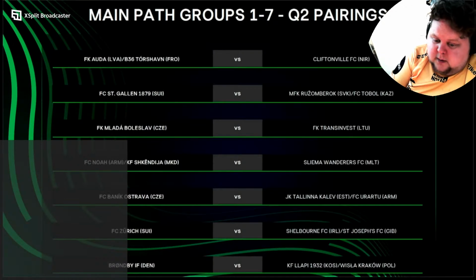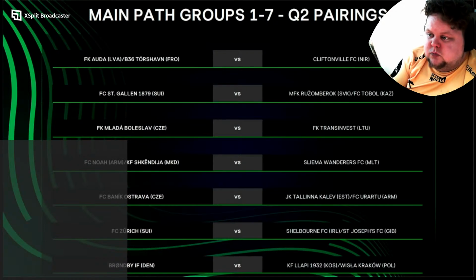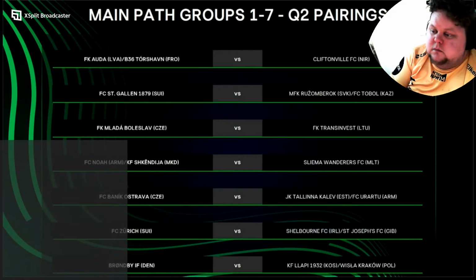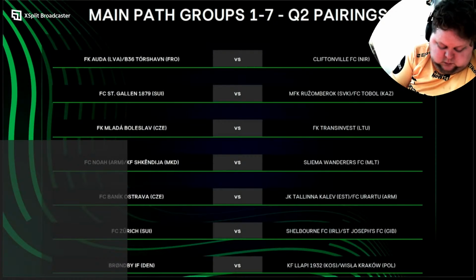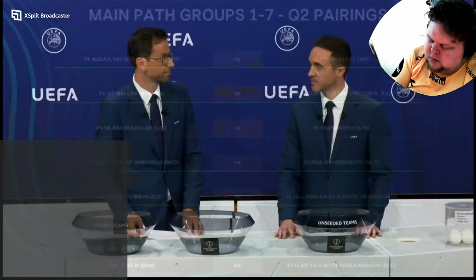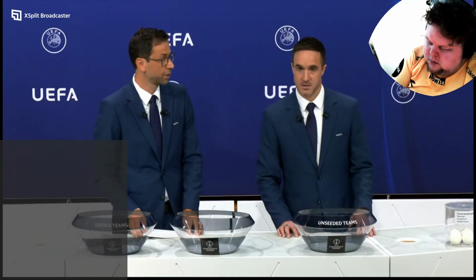FC Noah Armenia or KF Skandia from North Macedonia will play against Sliema Wanderers FC from Malta. Furthermore, FC Banik Ostrava from Czechia will play against JK Tallinna Kalev from Estonia or FC Urartu from Armenia. FC Zurich of Switzerland will play against Shelbourne FC from Republic of Ireland or St. Joseph's FC from Gibraltar. And Brøndby IF from Denmark will play KF Lapi 1932 from Kosovo or Wisla Krakow of Poland. Good. Now we go for the next groups.